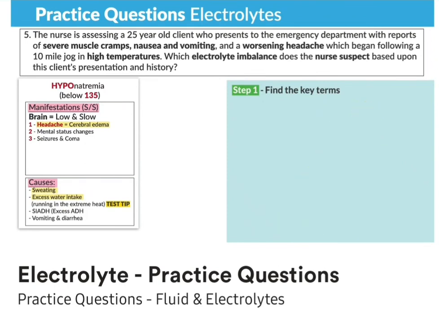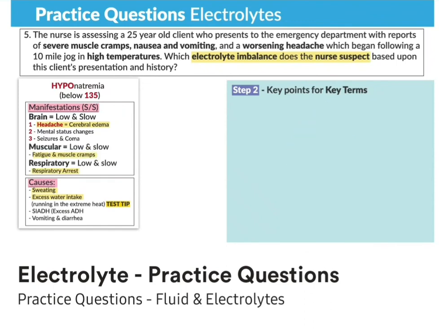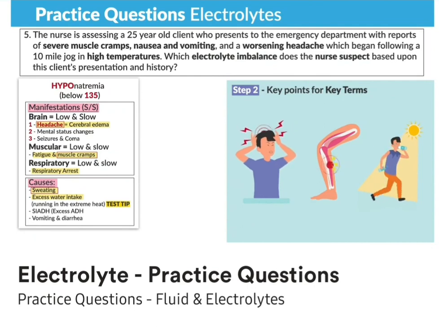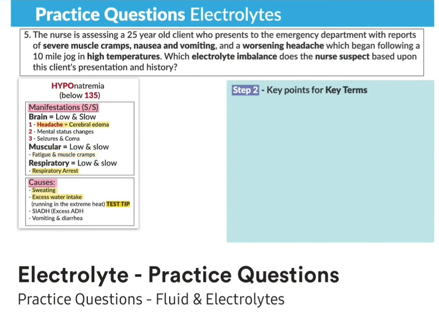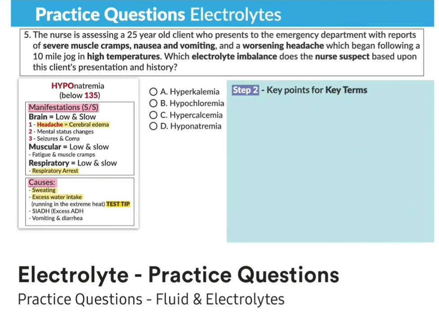So the question's asking for which electrolyte imbalance to suspect. So before looking at the options for answering, again, think about the key terms, headache and severe muscle cramps, along with sweating from a jog in the extreme heat. So in this case, we gotta think low sodium, that hyponatremia, right? So let's look at our options.